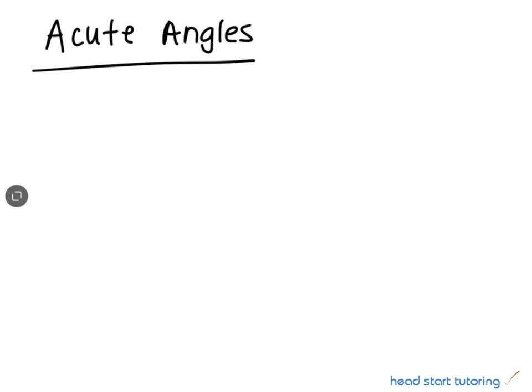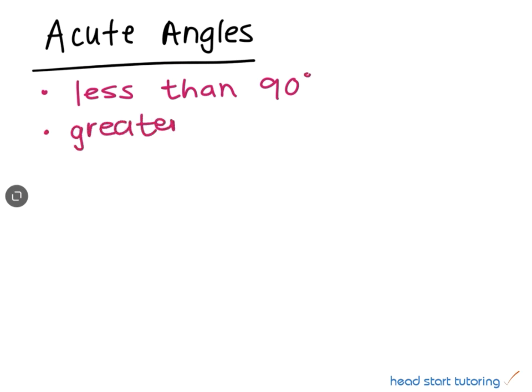Right, we are going to have a look at acute angles. Acute angles are angles that are less than 90 degrees and greater than 0 degrees. So if we have an angle that is less than 90 and greater than 0 degrees, then we will have an acute angle.